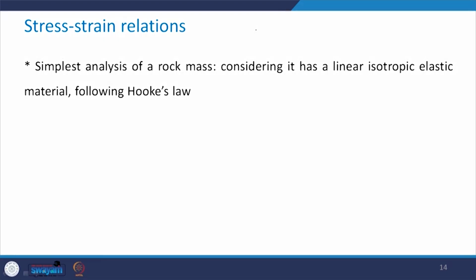So the simplest analysis of a rock mass can be carried out considering it as a linear isotropic elastic material which is following Hooke's law. So how can we do that? So you see that I write the strain components. The first one is epsilon x, which is equal to 1 upon E, sigma x minus nu times sigma y plus sigma z.